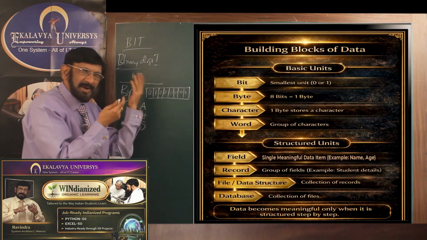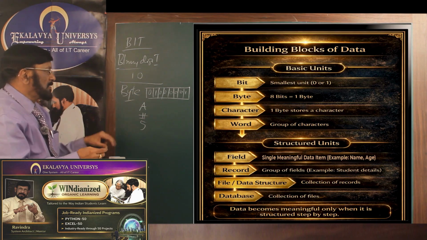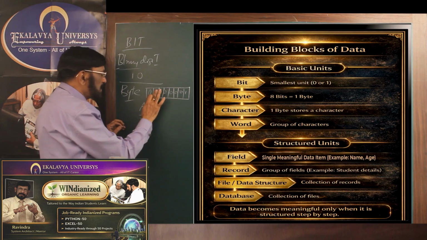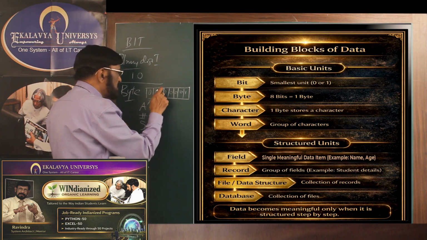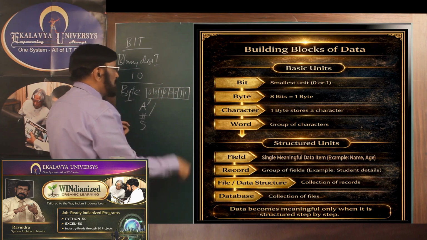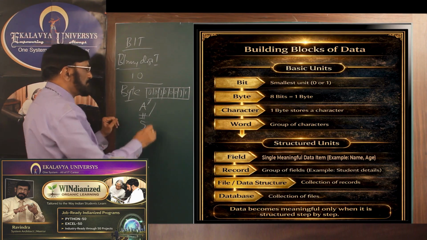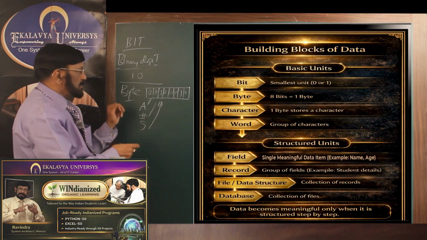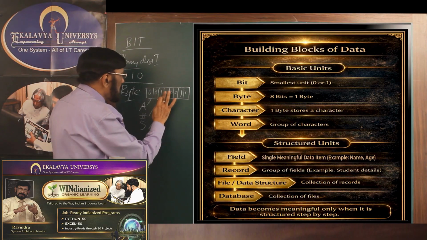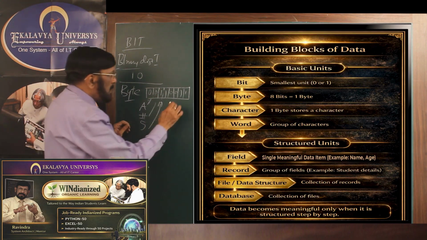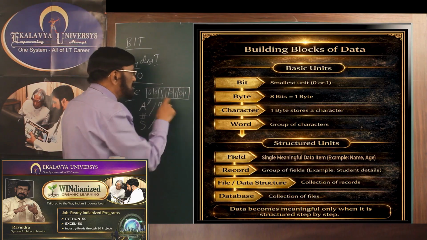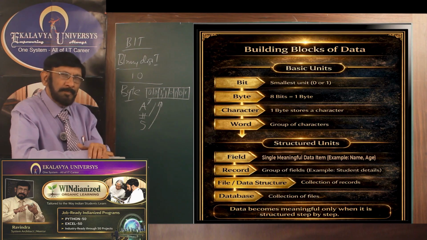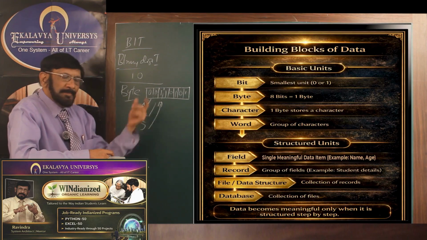Just understand, you need not remember all these things. So, this is A's bit pattern. And as far as the hash symbol's bit pattern is concerned, this is the bit pattern of the hash symbol. And as far as 5's bit pattern is concerned, 0, 0, 1, 1, and 0, 1. This is a bit pattern. Whatever character you find on the keyboard, for every character there is a bit pattern.